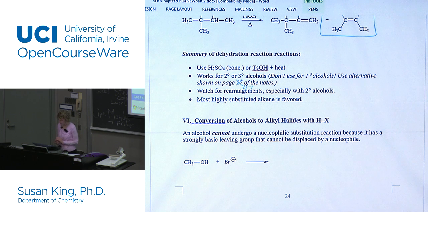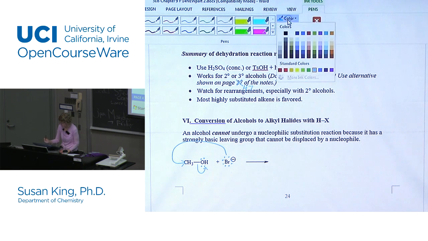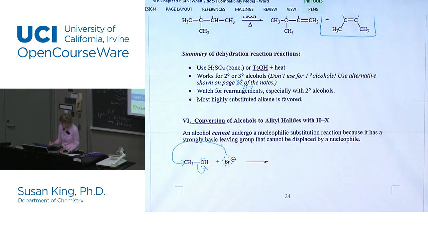And so an alcohol cannot undergo a nucleophilic substitution because it has a strongly basic leaving group that cannot be displaced by a nucleophile. So if you're thinking that this can happen, you may want to take another look at chapter 7. And what we said in chapter 7 is we're not going to have hydroxide as a leaving group in an SN2 reaction. So that's not going to happen. Let's put a big X through that.